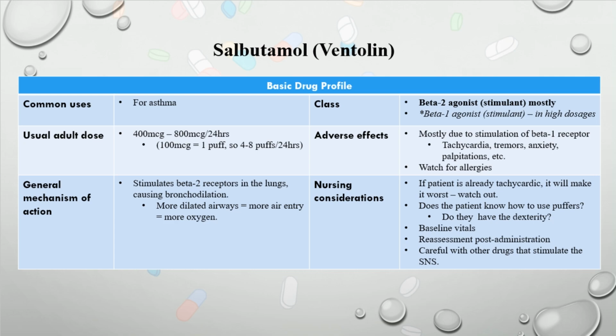So some of the nursing considerations we're going to include: if the patient is already tachycardic, it might make the heart rate go even higher. So we have to be watchful and mindful of that. Assess if the patient has ever used puffers before. Do they have the dexterity to apply the puffers for themselves, or do they need assistance for that? We're going to collect a baseline vital sign, so we always have something to compare it to. We're going to do a reassessment after we administer it. And we're going to be careful with medications that also stimulate the sympathetic nervous system, because that can potentially lead to further increase in heart rate and increase in blood pressure.